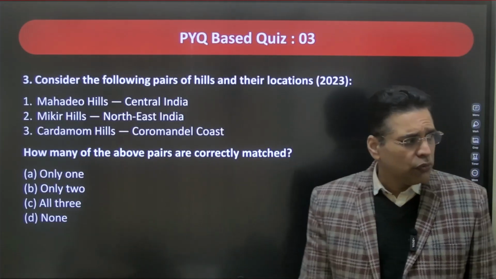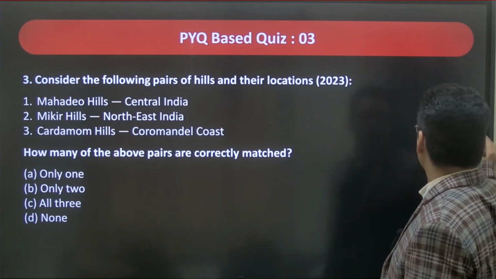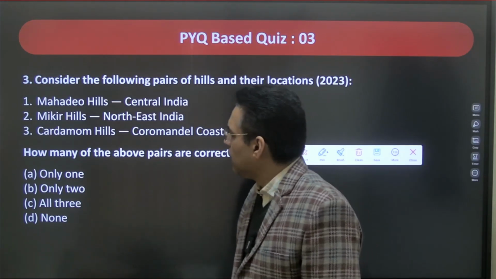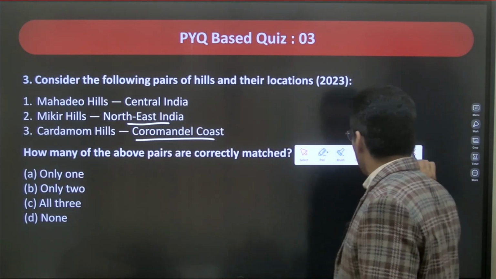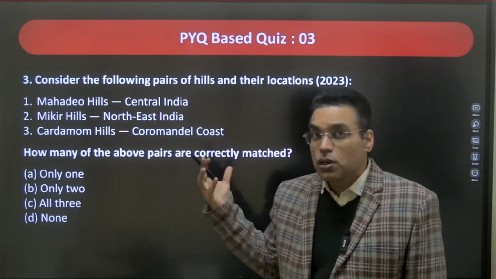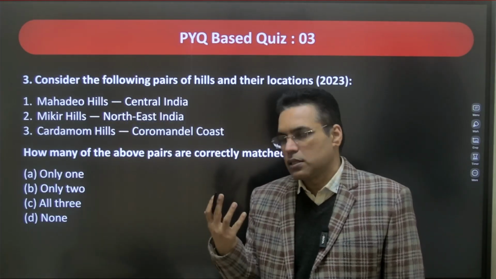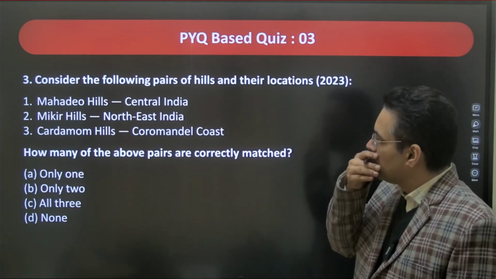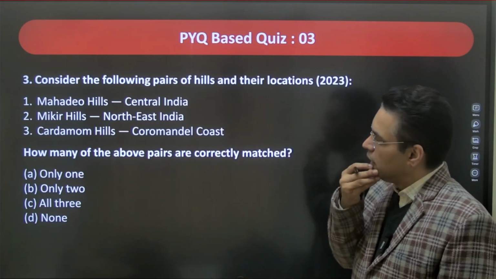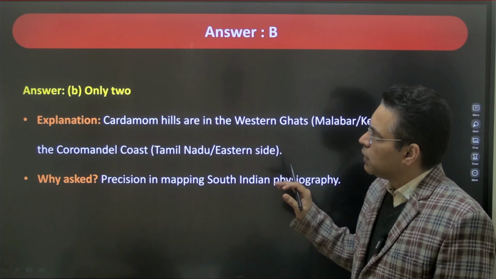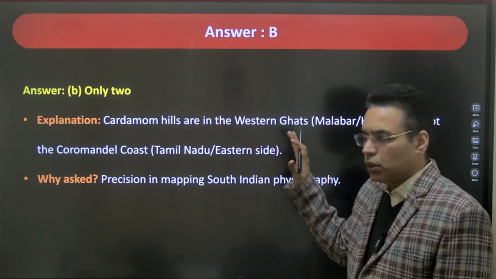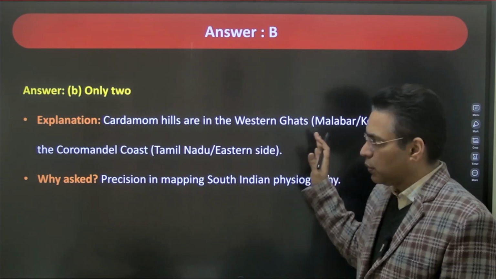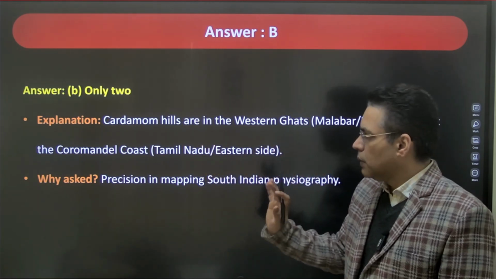Now consider the following pairs of hills and their locations. Mahadev Hills, Central India; Mikir Hills, Northeastern India; Cardamom Hills, Coromandel Coast. Again, I am not giving you a question to solve, I am just telling you the context. You can look at these and ask yourself which is in which area. When you go to the solution, two options are correct. The Cardamom Hills are not on the Coromandel Coast, but rather in Kerala. So this statement is wrong.